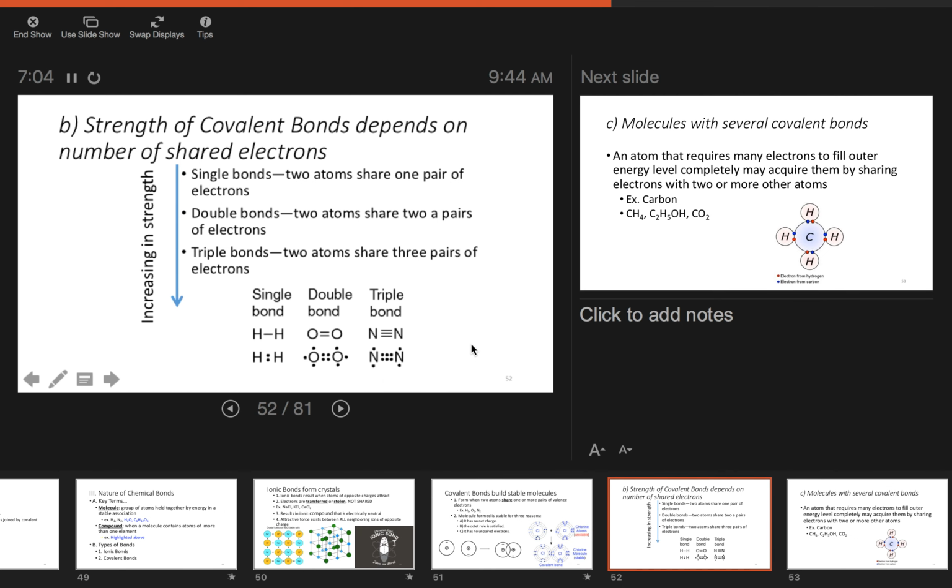Now, the strength of covalent bonds depends on the number of shared bonds. Single bonds are the weakest. You can have double bonds where they share 2 pairs of electrons. You can have triple bonds where they share 3 pairs of electrons. You can kind of see this down here with our rudimentary Lewis structures, showing 2 pairs of electrons being shared and 3 pairs of electrons being shared.